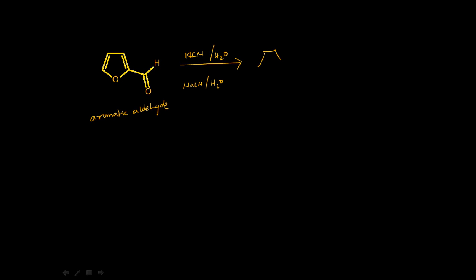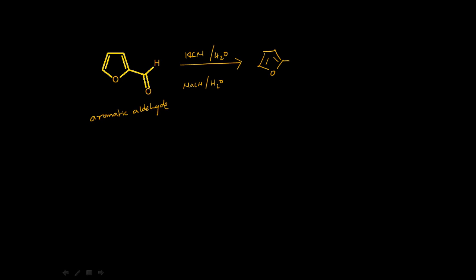Let us take one example. This is a compound, one of the good aromatic aldehydes, furfural. If it undergoes the benzoin reaction, suppose it is reacting with KCN in the presence of H2O, and not only KCN, you can also use sodium cyanide in the presence of H2O, what will happen here? You are going to get a benzoin-type compound.